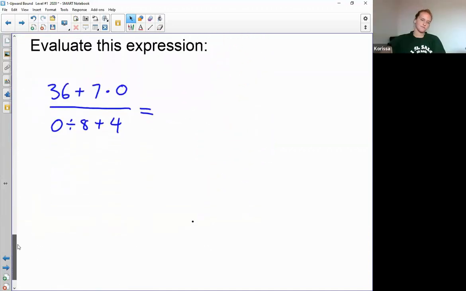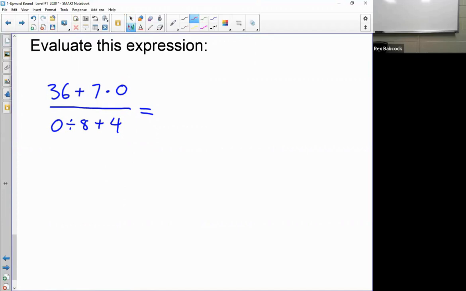Use order of operations. Simplify that with or without a calculator. I don't care which one you use. Simplify that expression. If you have a calculator and you want to use it, that's fine. I'll tell you though, if you have a calculator, you better use parentheses before you use that bar for division. Or you can do it without a calculator. Simplify that expression.